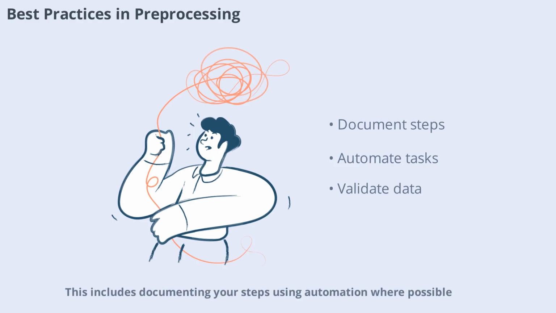This includes documenting your steps, using automation where possible, and validating your data at each stage. Consistent and thorough preprocessing lays the groundwork for successful analysis and modeling.